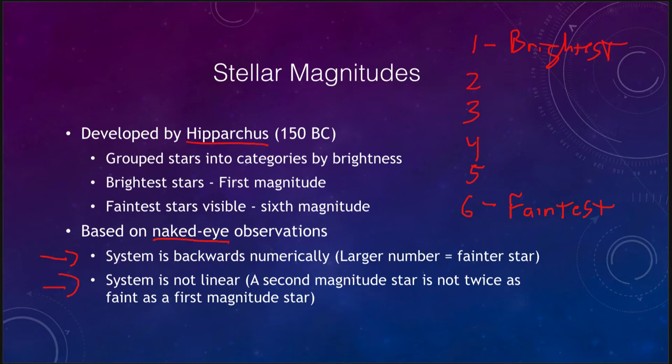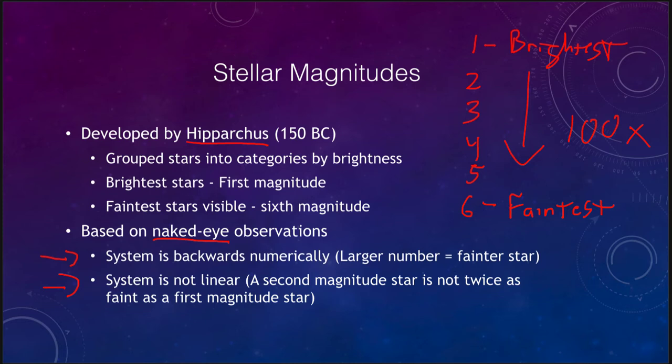Nonlinear scales like this mean that a sixth magnitude star, even though we know that it's fainter, is not six times fainter than the brighter star. This is actually 100 times fainter. So the five magnitudes in between first and sixth would be 100 times fainter. So those are two of the things that can cause difficulty as you're learning the magnitude system.